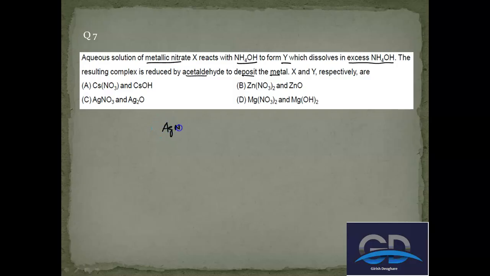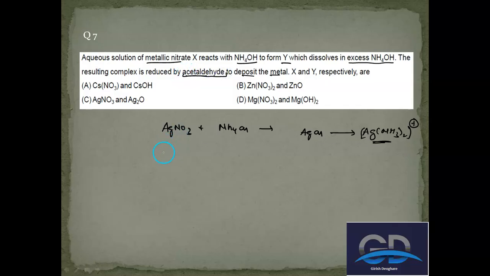So we have AgNO3 will react with NH4OH to form, we can say it will initially form silver hydroxide, which will dissolve in excess NH4OH to form a complex. Right, so a complex formation would take place. So this is basically, if you remember, a Tollens reagent, and Tollens reagent does oxidize acetaldehyde.